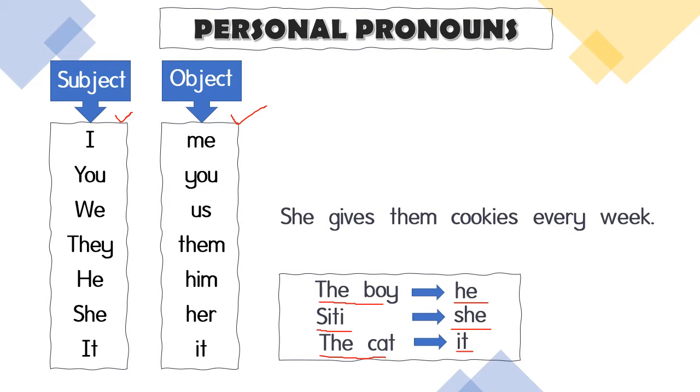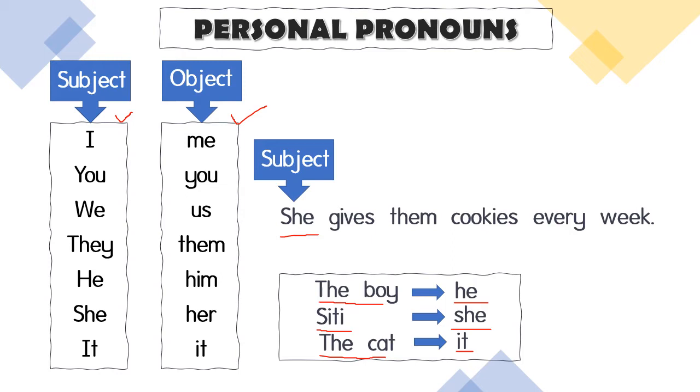Okay, look at this example. She gives them cookies every week. Okay, look at she here. Is she here subject or object? I know that you already learned that we start the sentence with subject. Okay, so we call she here as subject pronouns.